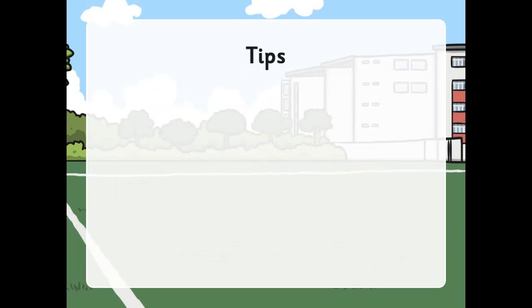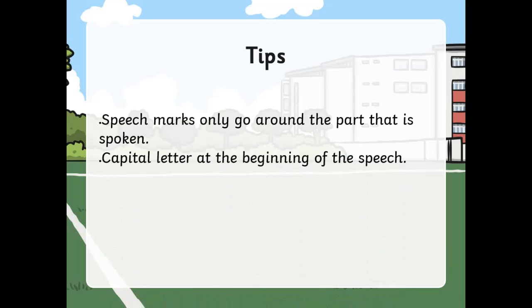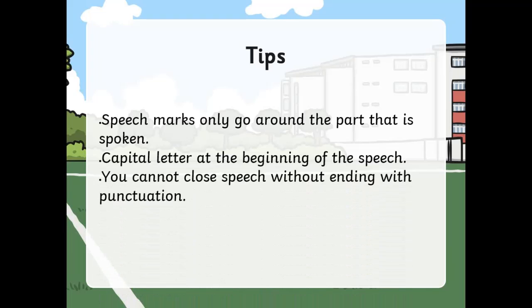Here are some tips for when you're doing your work. Speech marks only go around the part that is spoken, not the reporting clause. Remember, capital letters are at the beginning of the speech. You cannot close speech without ending with some punctuation like a comma, exclamation mark, or question mark. Remember, new speaker equals new line.